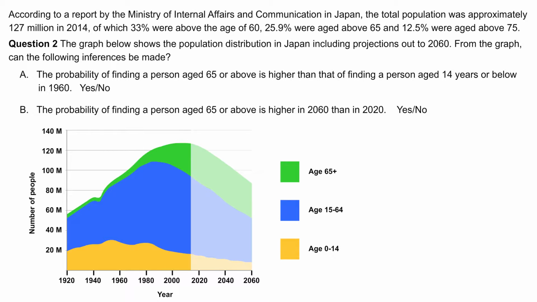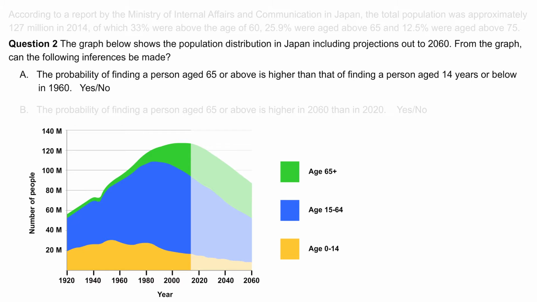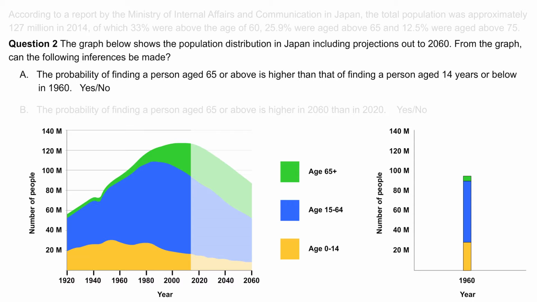To validate the claims made in the second part of the question, it is necessary to study the graph and interpret it correctly. The graph may be likened to a stacked bar graph. In addition to showing the total population each year, it also indicates the number of people in each of the three categories implicitly.